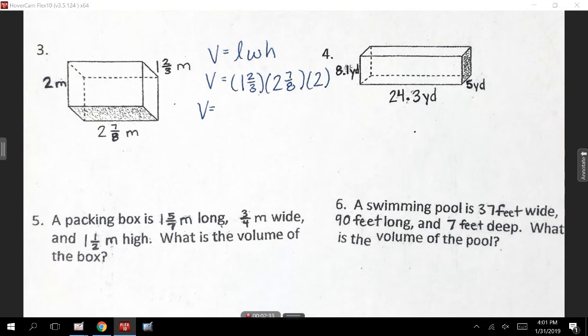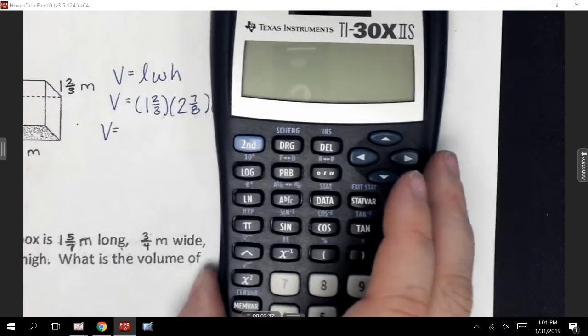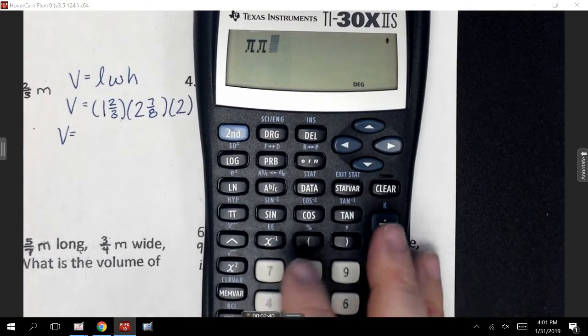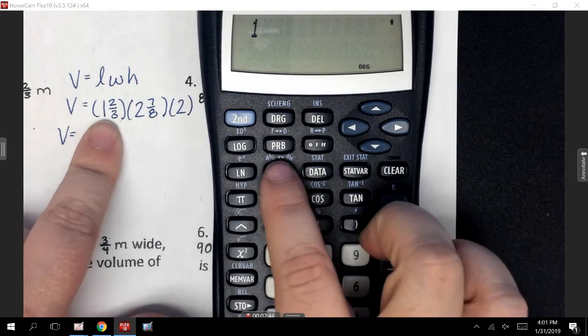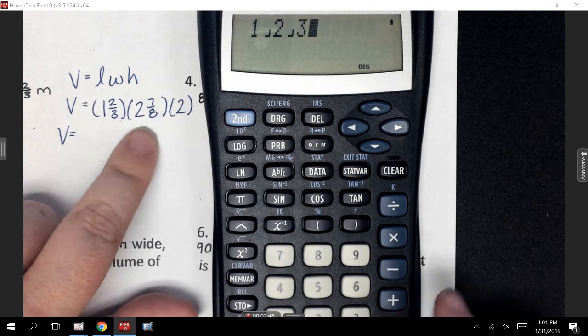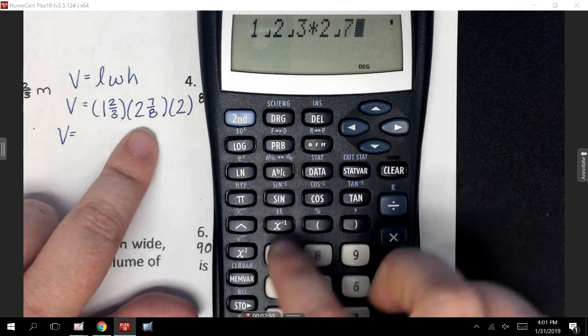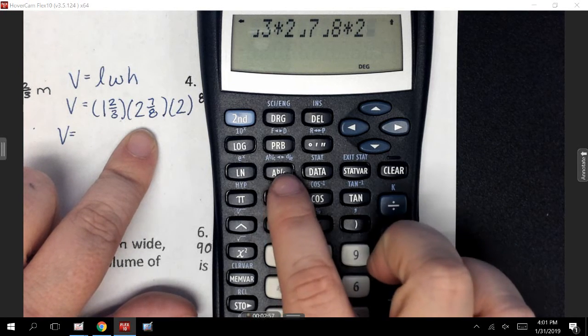Just a reminder with these fractions, you'll have these wonderful calculators here that have these awesome fraction buttons on them. So when I type that in, just to demonstrate what that would look like, I'm going to do my 1, hit my fraction button, that ABC, 2, fraction button 3. So 1 2/3 times 2, fraction button 7, fraction button 8, times 2. It's not a fraction, so I just hit 2 by itself. All right, make sure we're using that fraction button correctly.